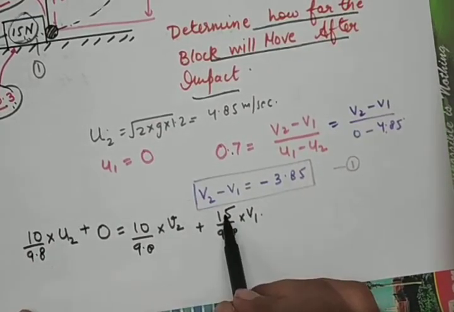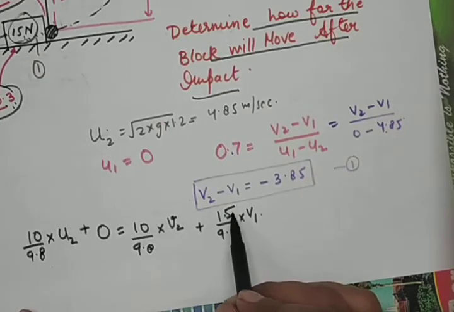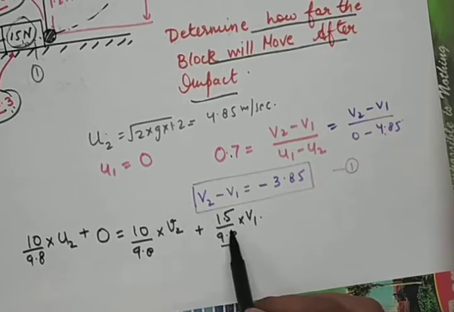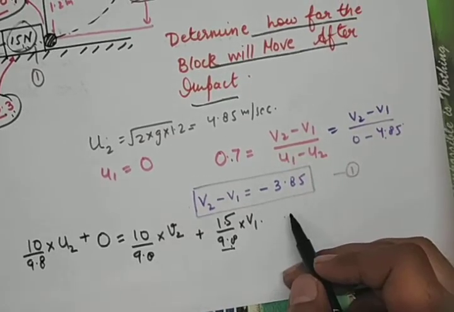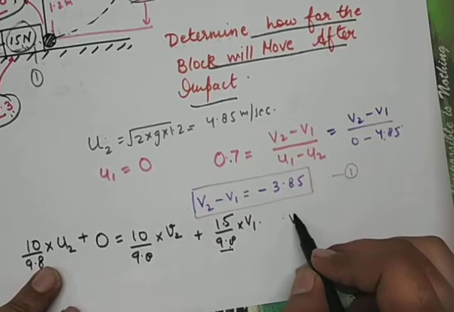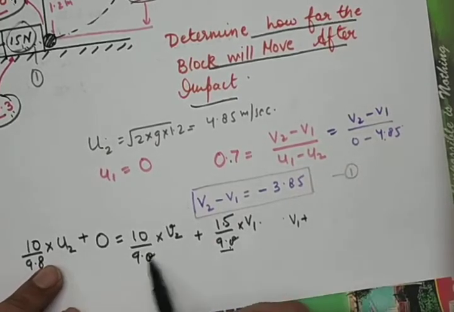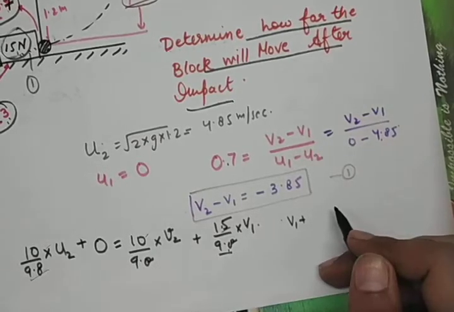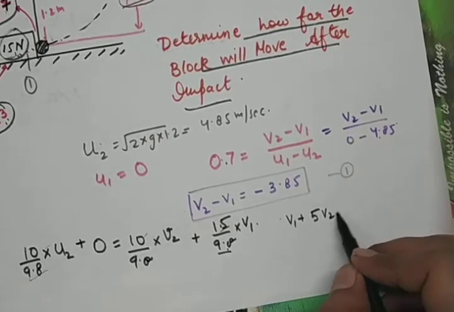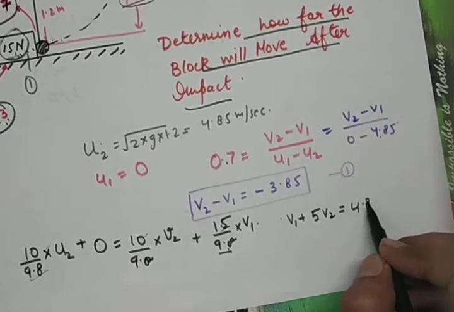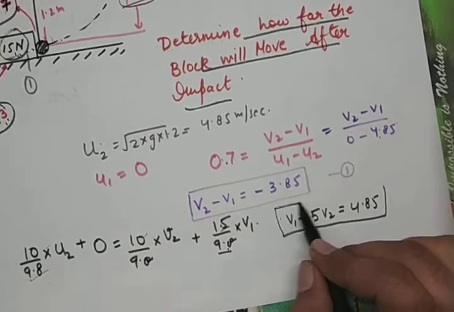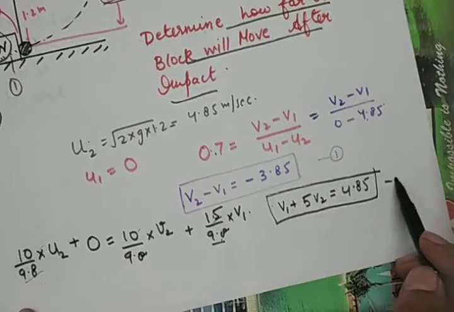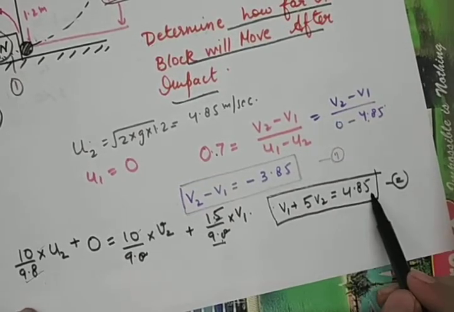This is mass. As the weight is given in newtons, you have to divide it by g if you want to calculate m. From here, V1 plus V2 will be found. I have already calculated it: 9.8 and 9.8 will cancel out, 10 and 10, and this will be 4.85. This is equation number 1 and this is equation number 2, so from here you can calculate.